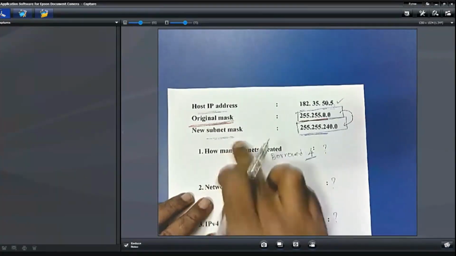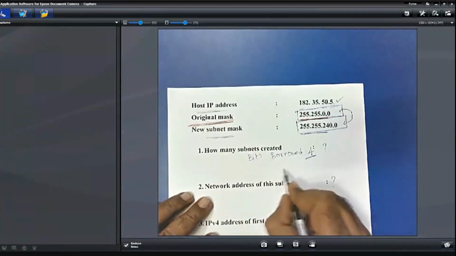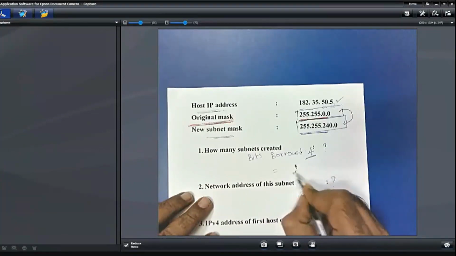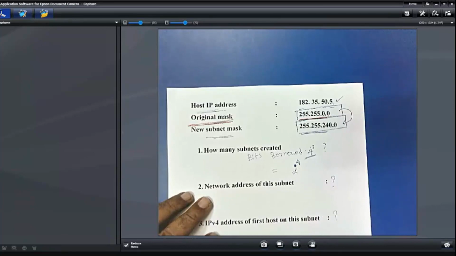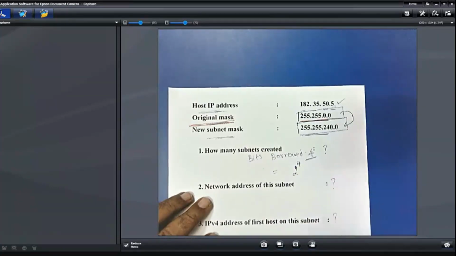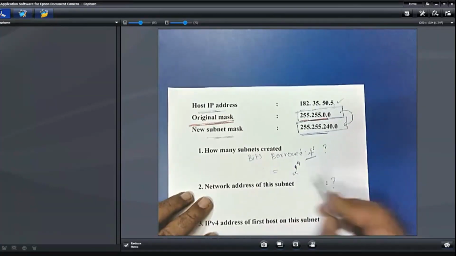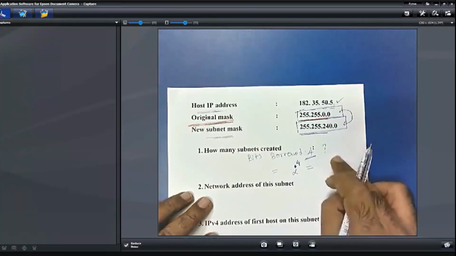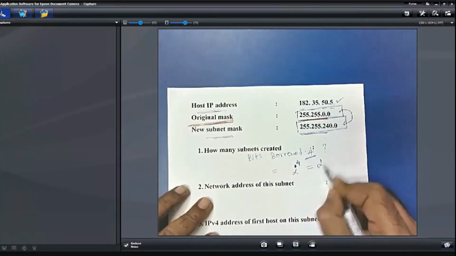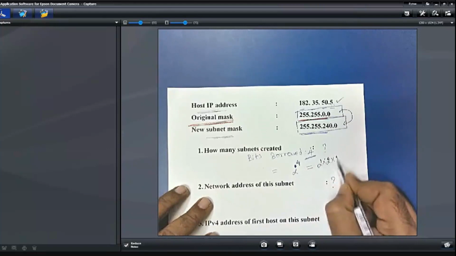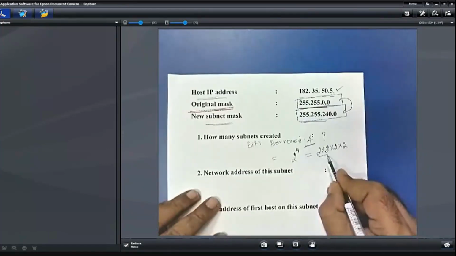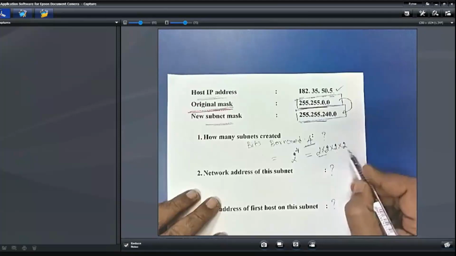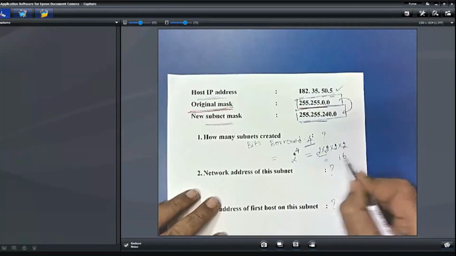How many subnets created means this is 2 to the power of 4. In the previous example, I gave this 2 to the power of 4. What is 2 to the power of 4 means? 2 into 2 into 2 into 2. 4, 4 into 2, 8, 8 into 2. This is equal to 16. So 16 subnets they created.